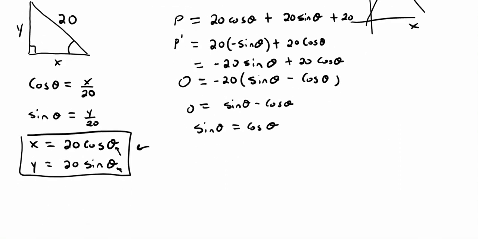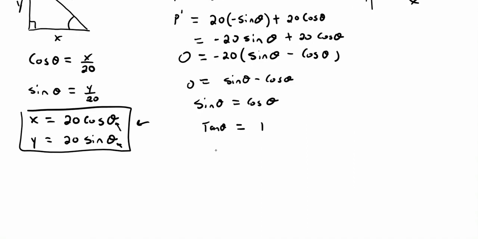Now from there you could say, okay, where is sine theta equal to cos theta? Well, they're both equal to root 2 over 2 at pi over 4. Or you could rewrite this as tan. Sine over cos is tan, so I could divide by cos on both sides. So we'd have tan theta is equal to 1. So where is tan theta equal to 1? Same thing, it's pi over 4. So theta would be pi over 4.